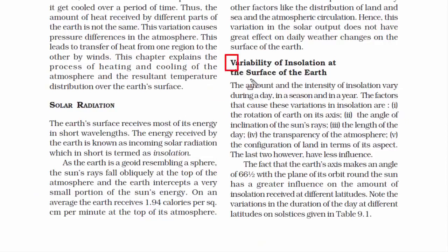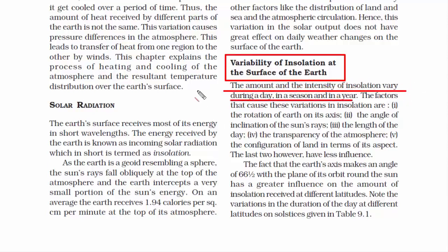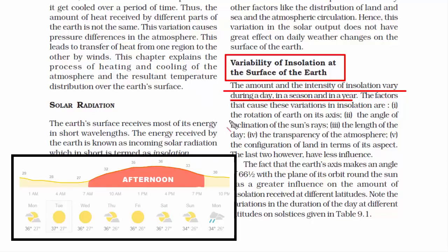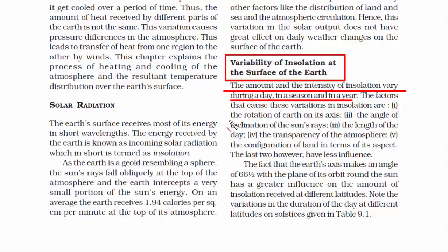Now we'll read about the variability of insolation at the surface of the Earth, meaning what changes the incoming solar energy has on the surface of the Earth. Now here it says the amount and the intensity of insolation varies during a day, in the season and in a year. Because you see, you don't feel very warm the entire day, right? Probably in the afternoon it gets very warm. Otherwise in the morning and in the evening it's fairly cool.